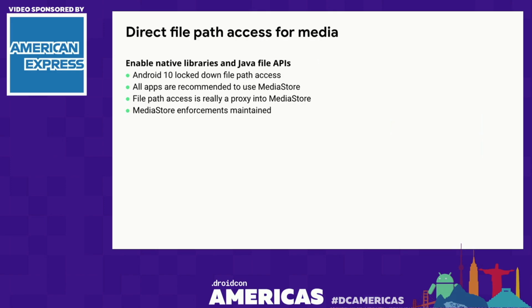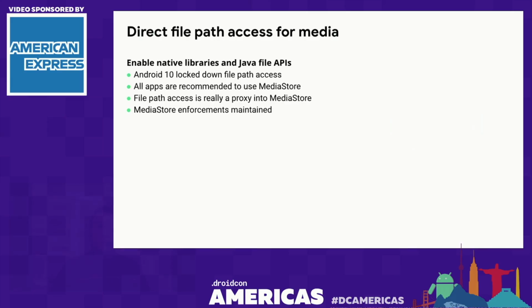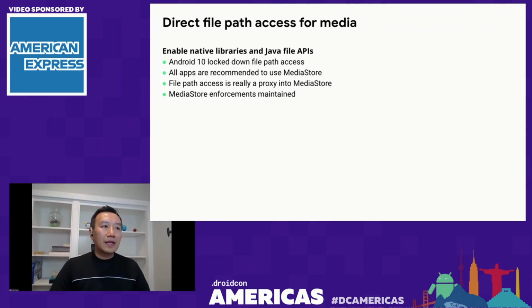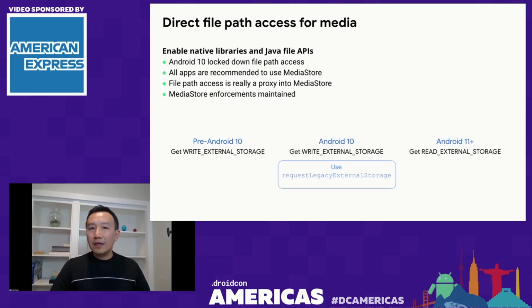Now, when it comes to direct path access, our general guidance is still to use media store APIs, but we also understand that in certain situations you might have an existing code base, or you might be utilizing third-party libraries that rely on these code paths. In this case, we've made it possible again for applications to directly access media files via file paths. So the general guidance is like this.